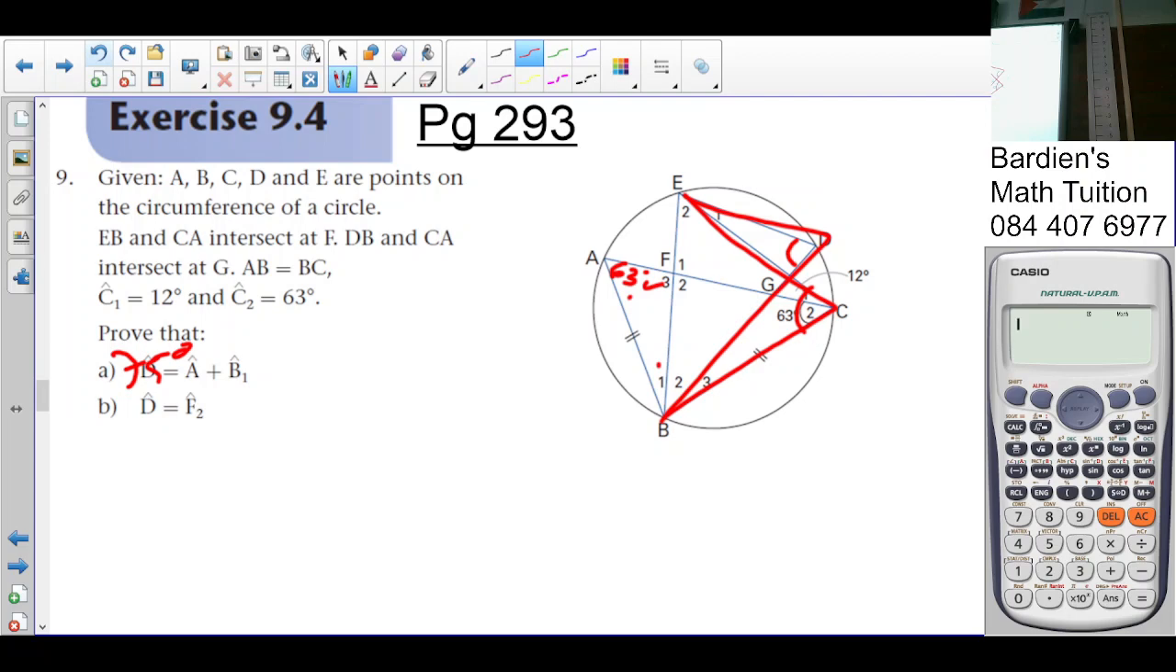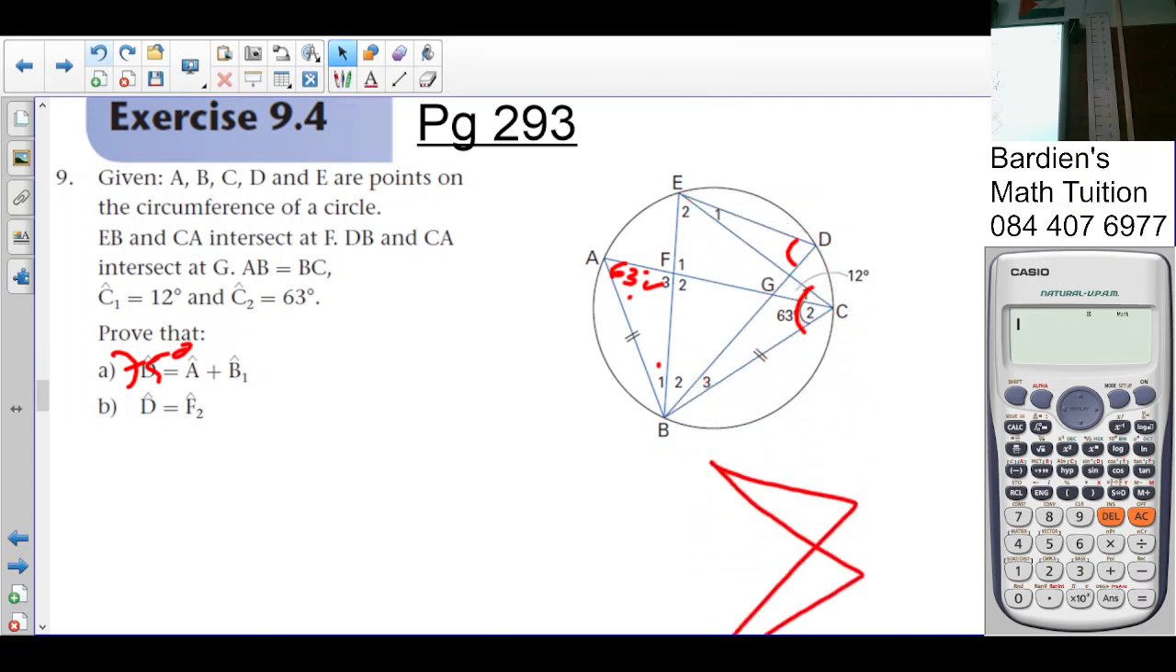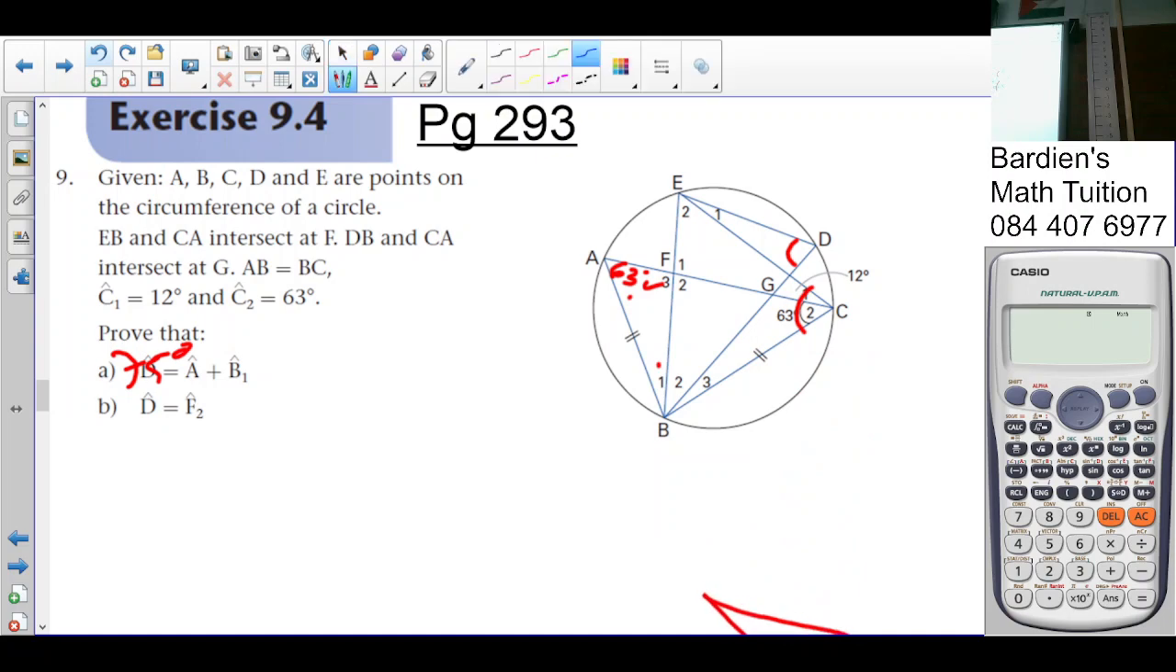Now angle B1. Angle B1 is equal to what? How do you get that? Angles in the same segment. You see B1? Subtended angle. Can you see that, people? So this is also 12 degrees here. So 63 plus 12 is 75. There we've done the job.